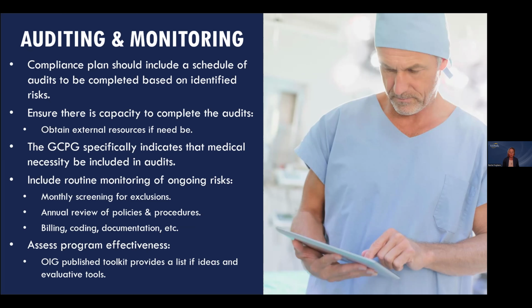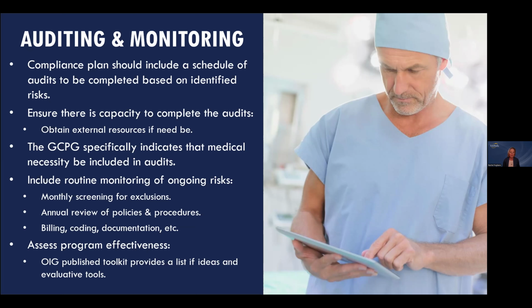And then we do want to have some sort of a monitoring program in place in addition to performing audits. So some monitoring activities that are probably already in place at your organization are the monthly screening of providers for exclusions, the annual review of policies and procedures, and the billing, coding, and documentation reviews that typically take place on an annual basis at most organizations. And if these things are not in place at the organization currently, this would probably be a good starting point of some activities that could be in place to facilitate that routine monitoring program.